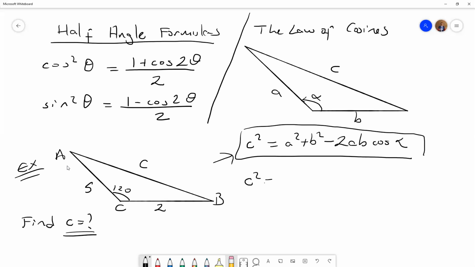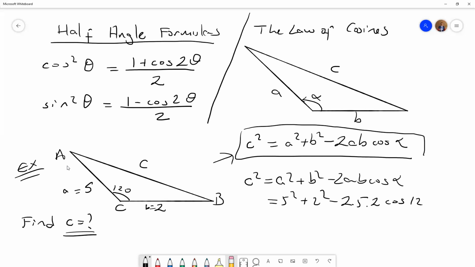C square is equal to A square plus B square minus 2AB cosine alpha. So c square is equal to, here we have A here and B here, so 5 square plus 2 square minus 2 times 5 times 2 cosine 120. For the cosine of 120, we have minus cosine 60.